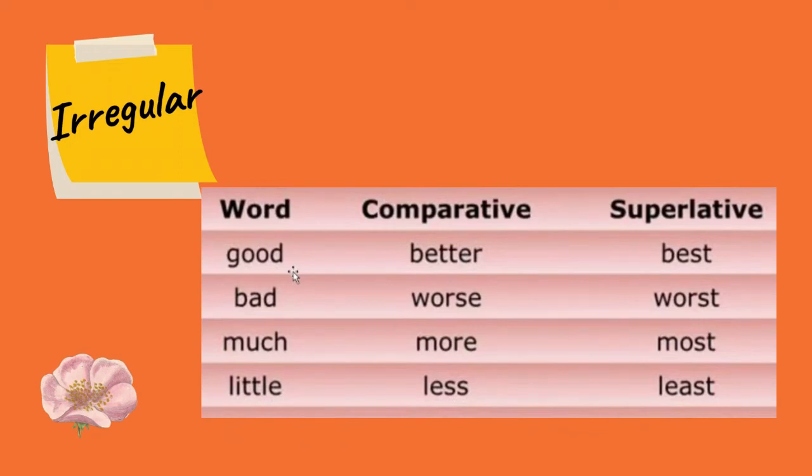He is the best student in the class. Number 2, bad, will be the worst. We can say this restaurant is the worst restaurant in town. Much, the most. This house is the most expensive house in the neighborhood.